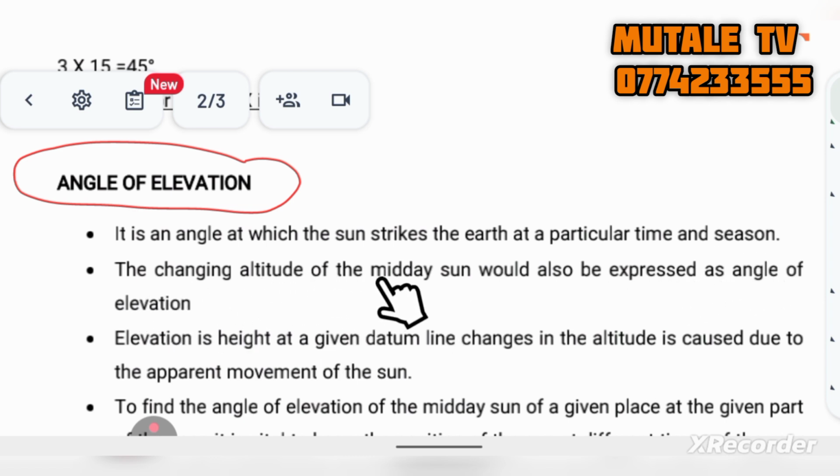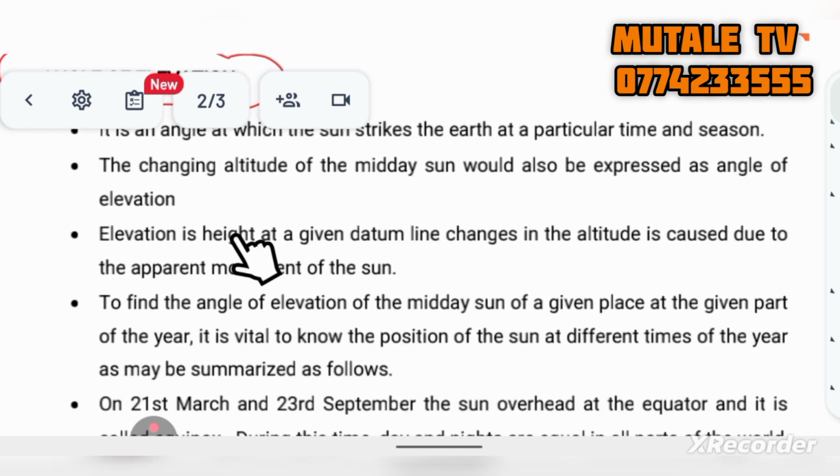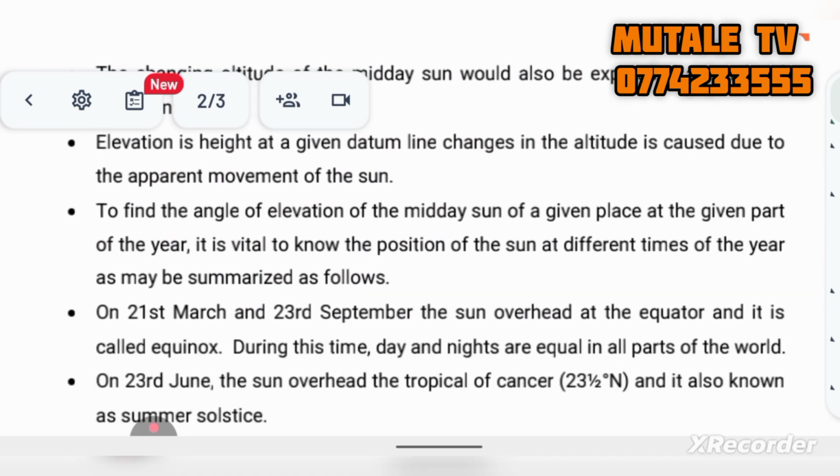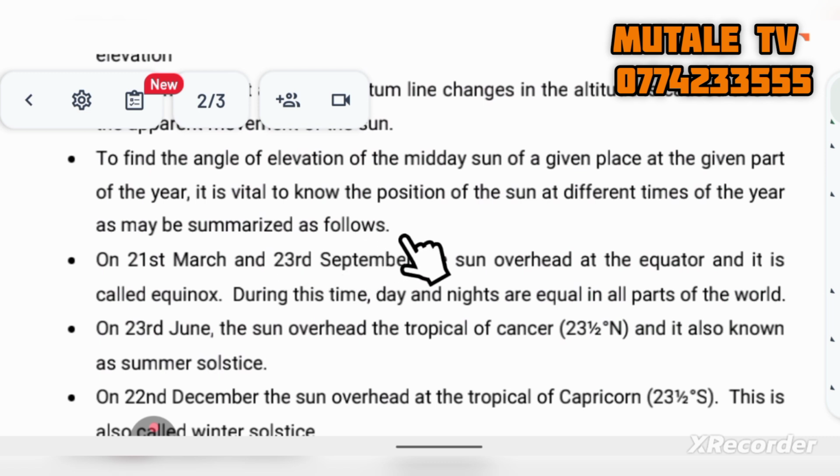The change in altitude of the midday sun would also be expressed as the angle of what? Elevation. That's another factor you need to know. The elevation is height at a given time and place. Changes in altitude are caused by the apparent movement of the what? Of the sun. So to find the angle of elevation of the midday sun of a given place at a given part of the year, it's very important to know the position of the sun at different times of the year, as may be summarized as follows.